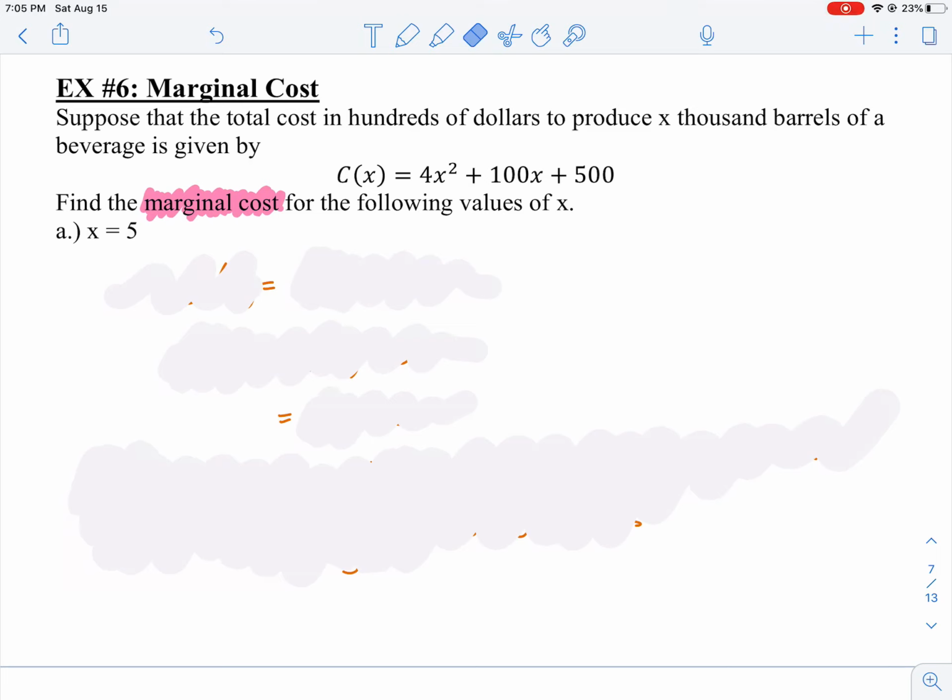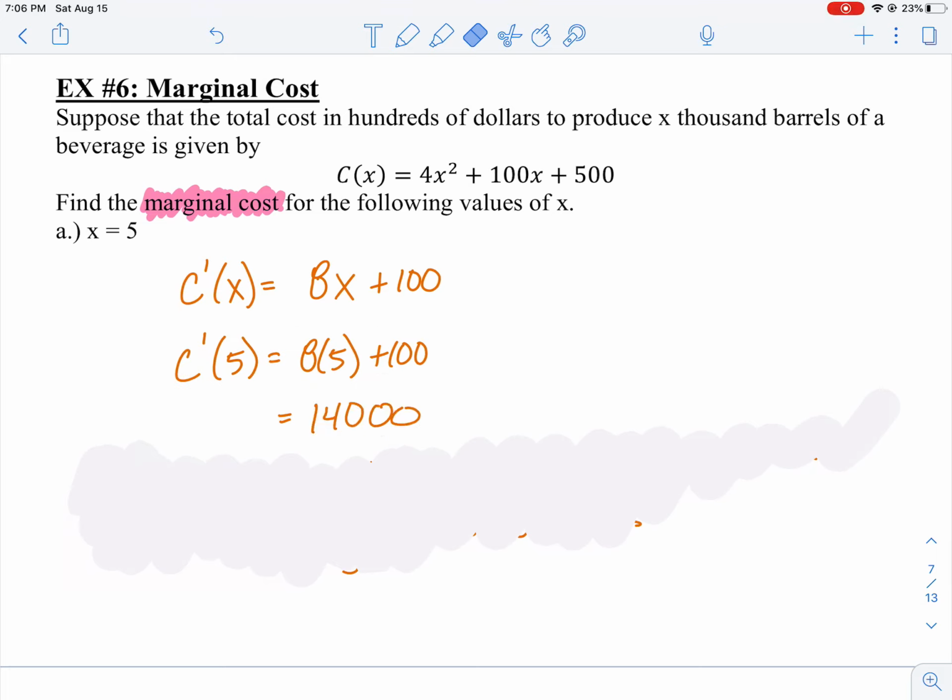So really, as I'm reading this, and as you're reading it on your homework and your exam, you need to be able to interpret that the same way. Marginal cost just really means we're taking the derivative of cost. So let's do that. The derivative of 4x squared is 8x, the derivative of 100x is 100, and the derivative of any constant, 500, is 0. So my marginal cost at any time is 8x plus 100. But it specifically asks us in this part to find the marginal cost when we produce 5,000 barrels of this beverage, when x equals 5.